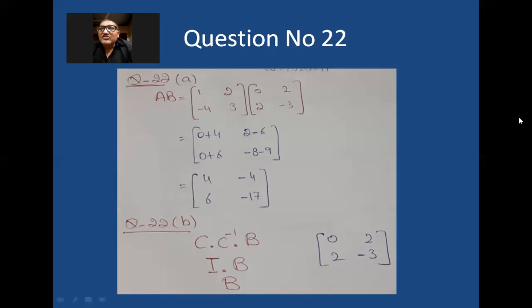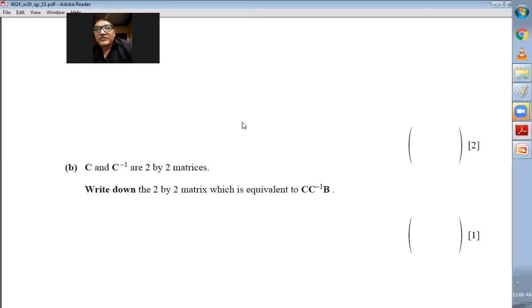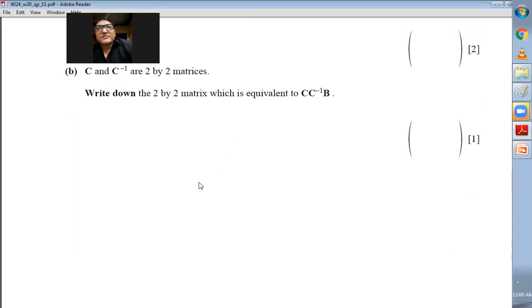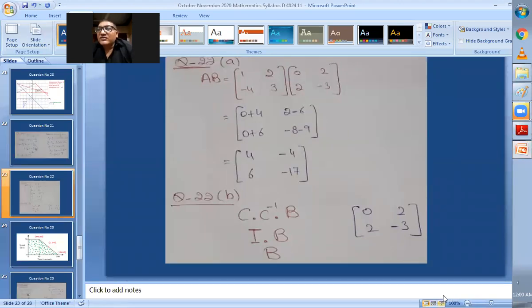Then the next question, the B part: C and C inverse are 2 by 2 matrices. Write down the 2 by 2 matrix which is equivalent to C into C inverse into B. It's a conceptual question. Try to understand this thing and never forget what I am about to tell you.